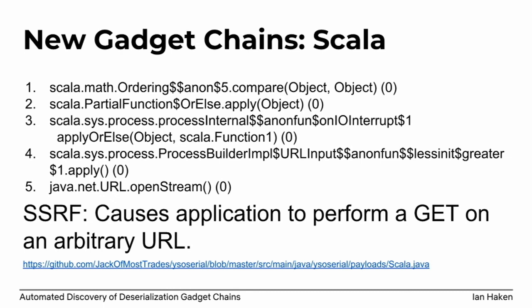It also found just a slight variation on that gadget chain where it will do an SSRF, so a GET at an arbitrary URL with your application. So cool, it's finding useful stuff.